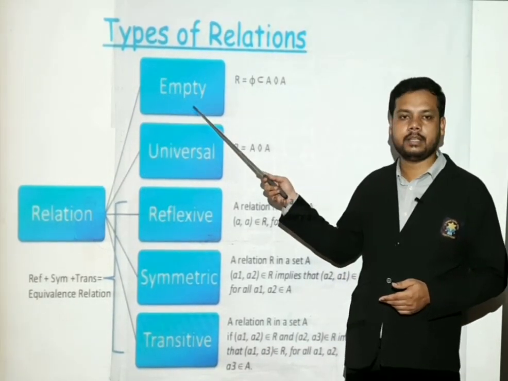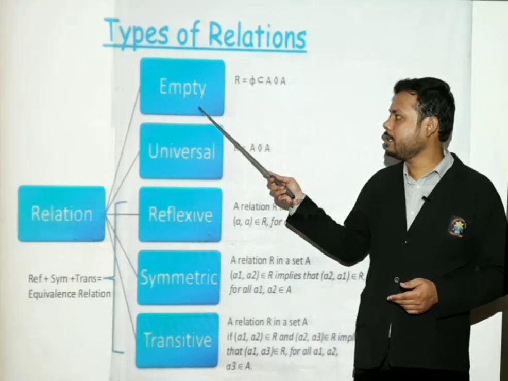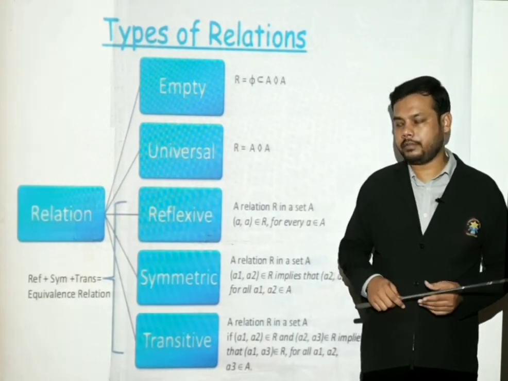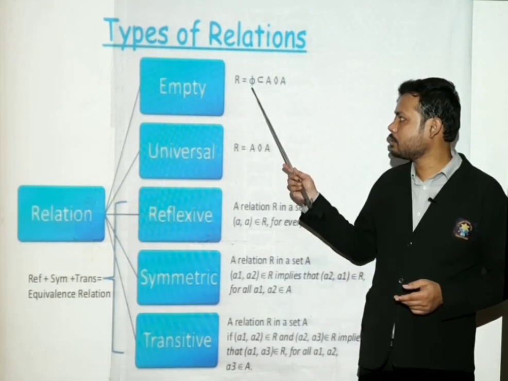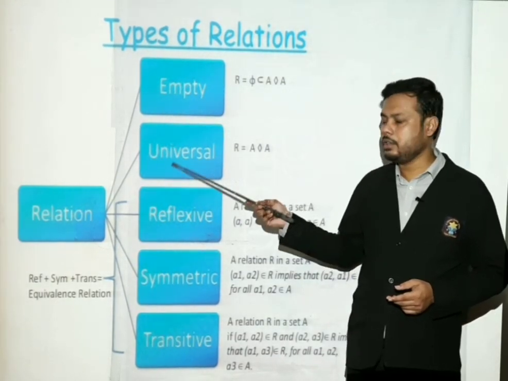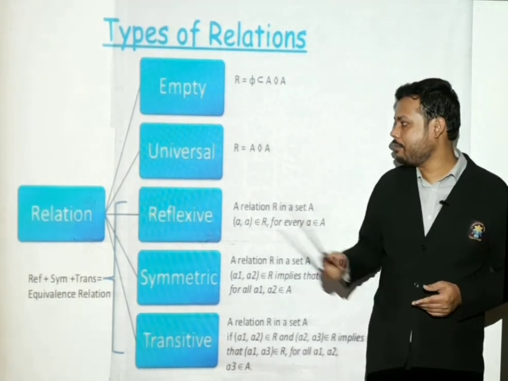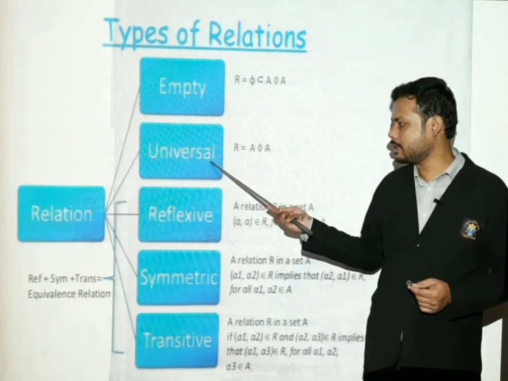Now let's talk about types of relation. First is the empty relation. An empty relation is defined as one where no element of A is related to any element of A. Then the universal relation: if each element of set A is related to every element of A, it is called a universal relation.